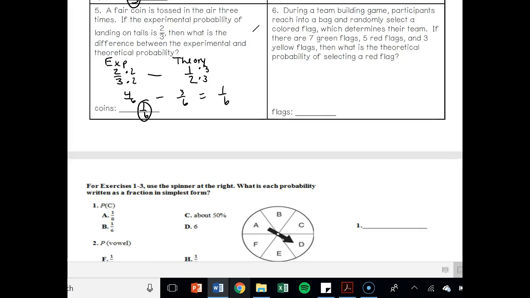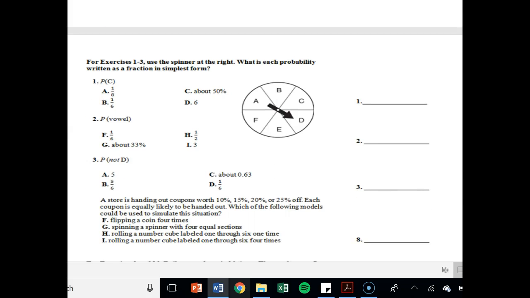All right? Go to the back side. For exercises 1 through 3, we're going to use the spinner at the right. So what's the probability of landing on C? So there's only one C there. So 1, 2, 3, 4, 5, 6. It's 1/6. Oops, sorry, that's not where you want to write it. It's 1/6, which is B. So answer choice B goes on the line.